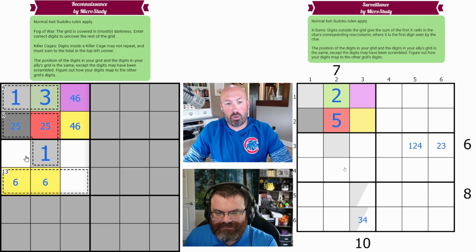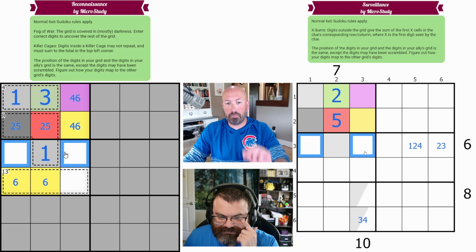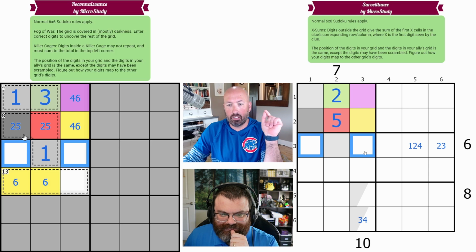Okay. So row 3, column 1, and row 3, column 3, have to be either gray and red. Gray and red. Okay.